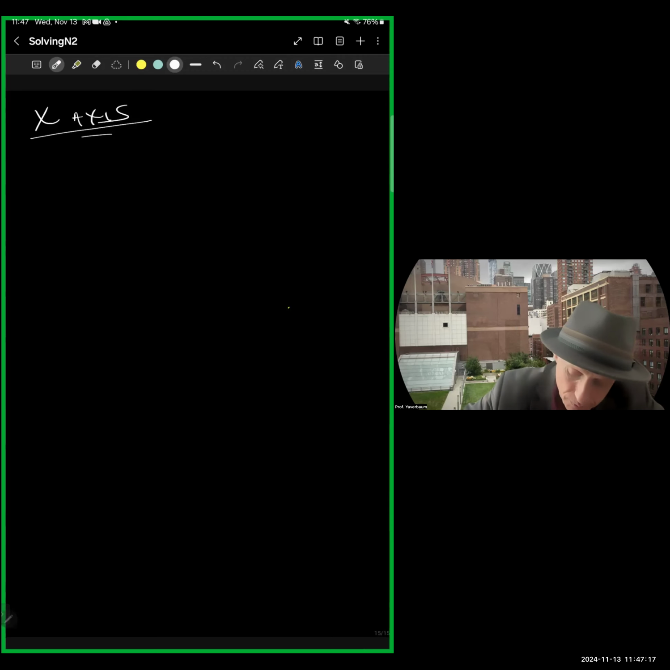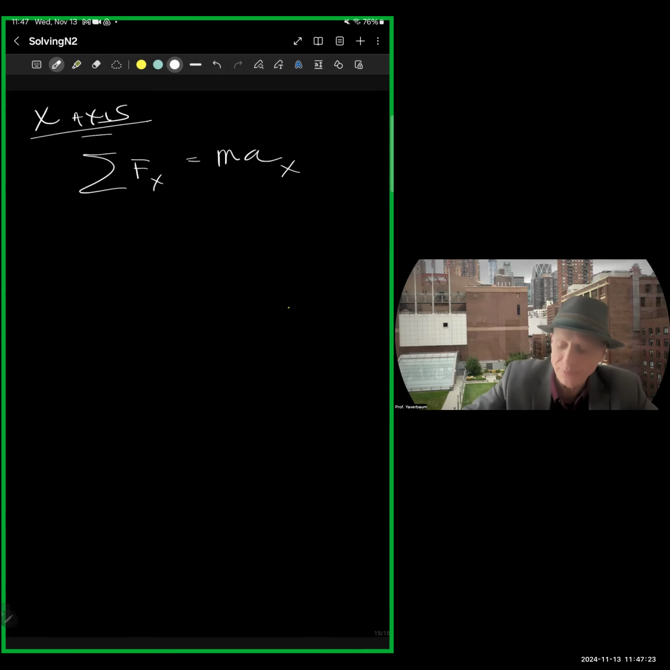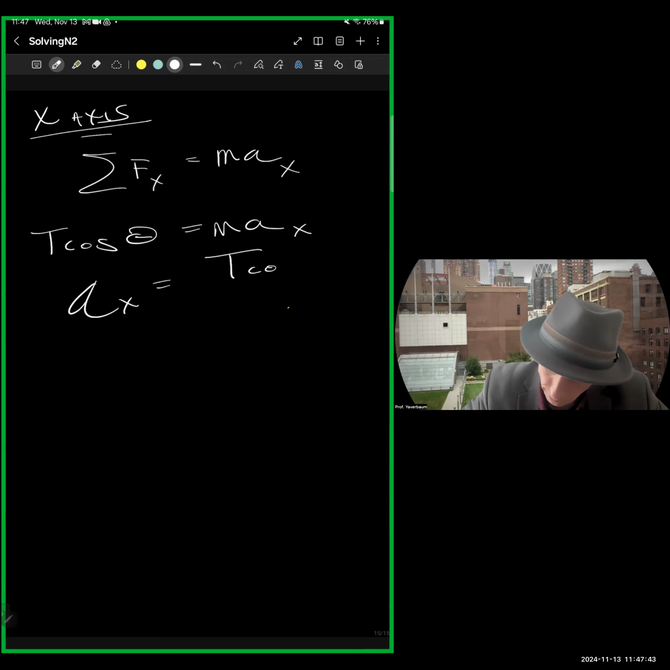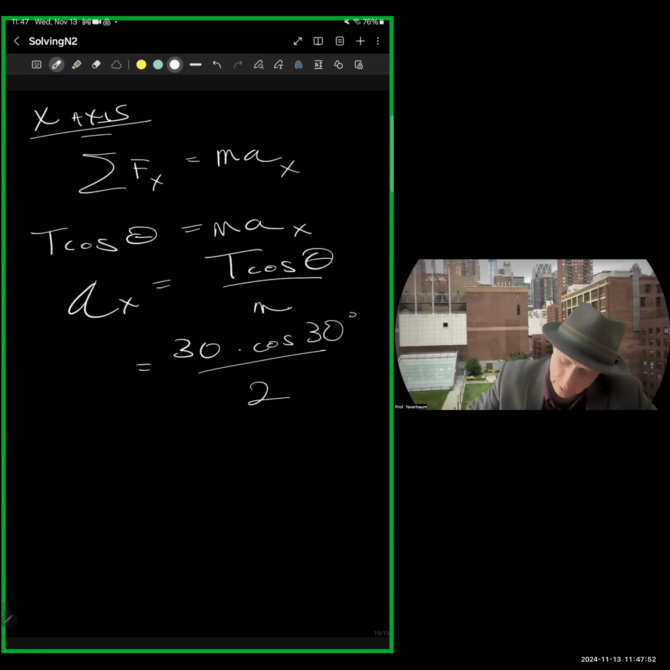On the x-axis, the sum of all the x forces equals the mass times the acceleration on the x-axis. So on the x-axis now, there's only one force. It's T cosine theta equals m a_x, right? And now a is not zero. On the x-axis, a is what we're solving for. So it's 30 times cosine of 30 all over 2, right? So it's 15 times the cosine of 30, and the cosine of 30 is like 0.87.